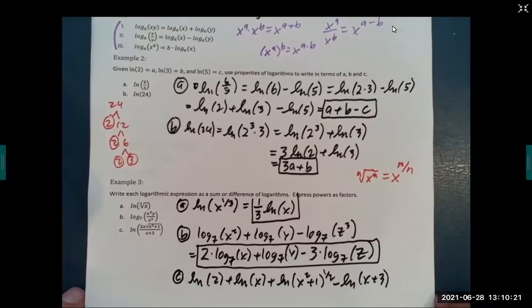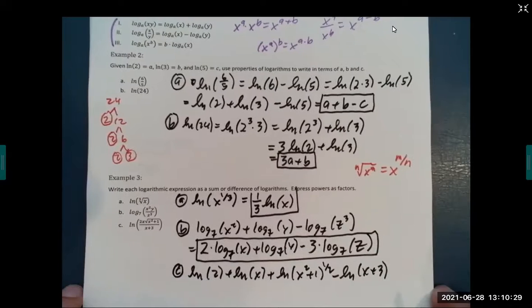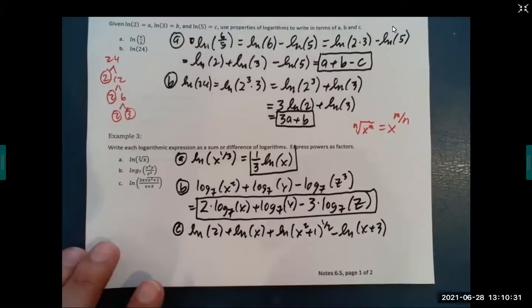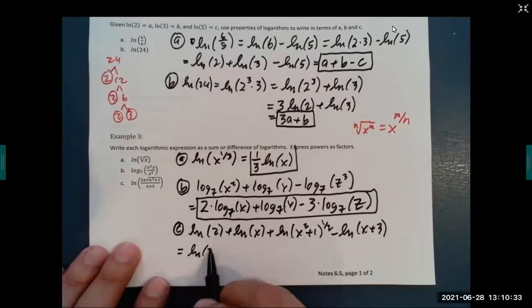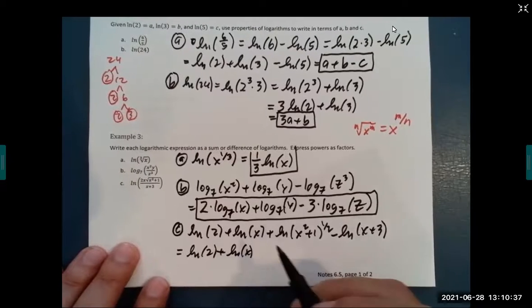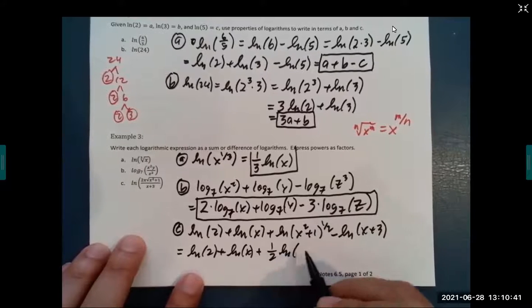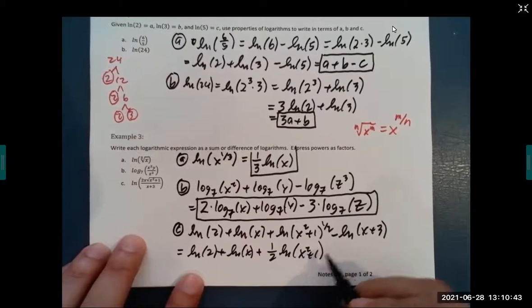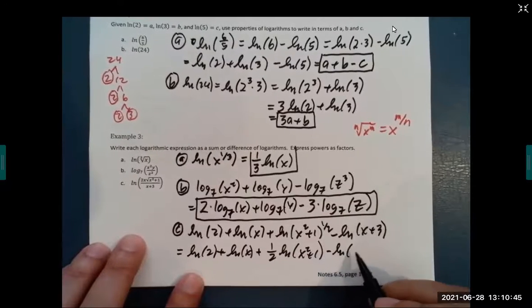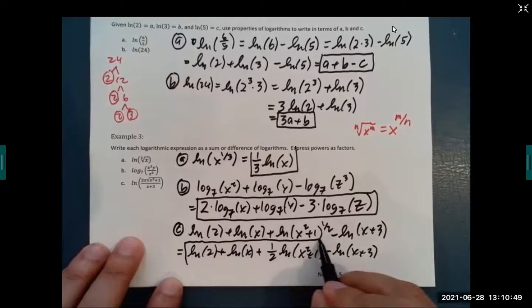And for my last step, I'm going to take my exponent here and bring it down in front. That's going to be it. So scooch that up. ln of 2 plus ln of x plus 1/2 ln of x squared plus 1 minus ln of x plus 3. That is my final answer.